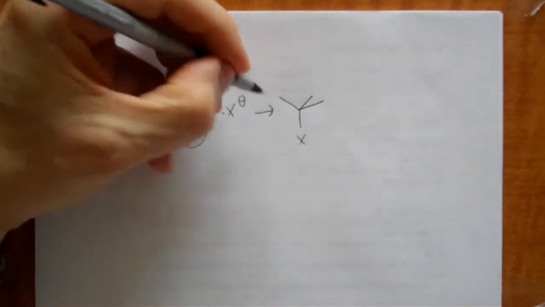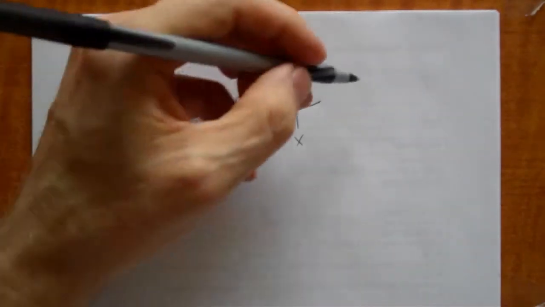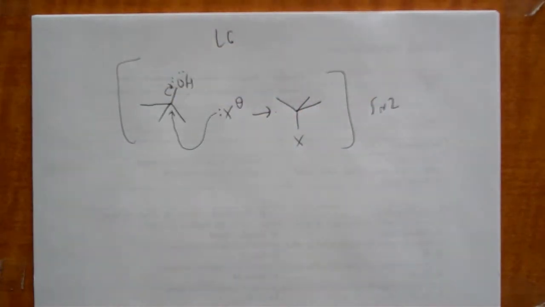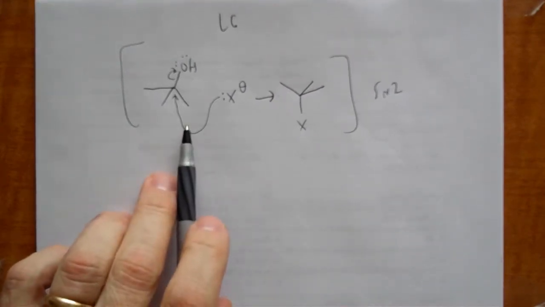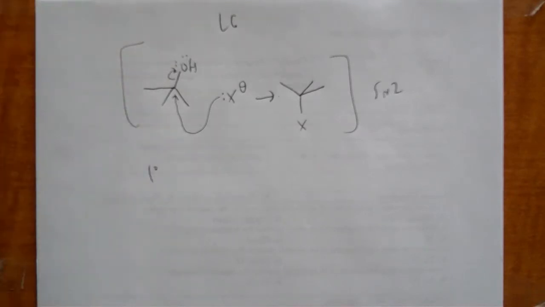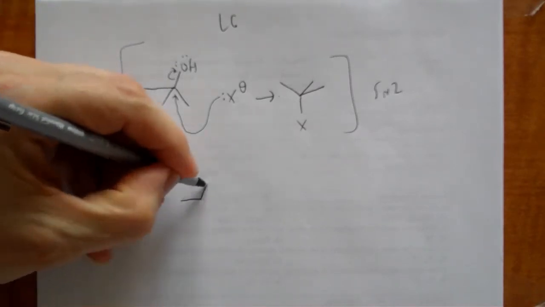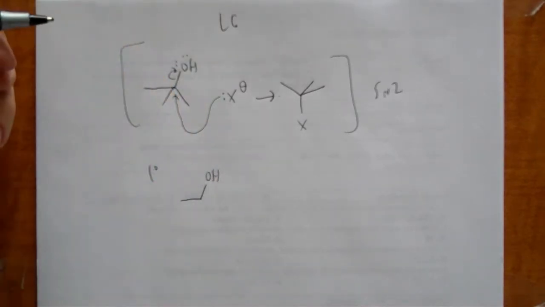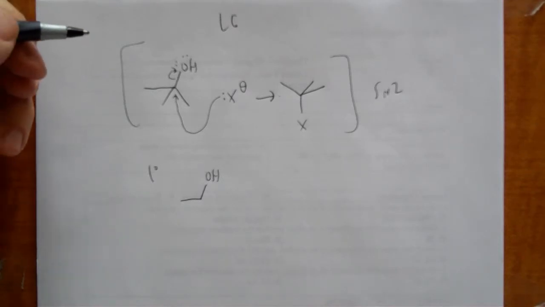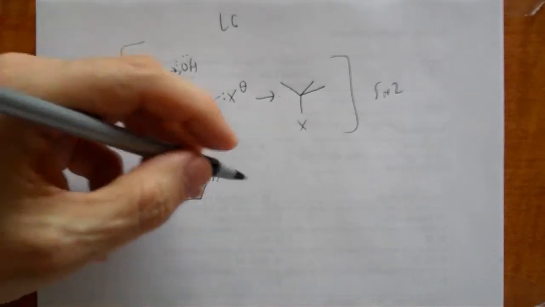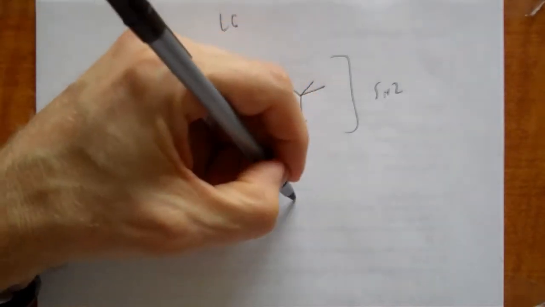right? I sort of draw it upside down to remind you that we get inversion of configuration. If it's SN2, we get inversion of configuration. All right, so for the first couple sections, we talk about how to make this happen. Well, it turns out with primary alcohols, that is, if this is right, and those other two things are just hydrogens, this is not a good leaving group, not at all, right? So in order to make this happen, we're going to have to do something to make this a good leaving group.